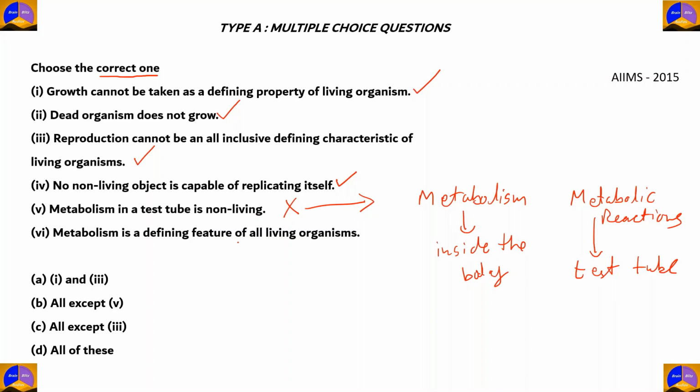Lastly, metabolism is a defining feature of all living organisms. It is a correct statement. So let's look at our options. 1 and 3: both the first and the third statements are correct, but they're not the only ones which are correct. B, all except 5. As you can see, this covers the situation exactly. Therefore, this is our correct answer. Option B is the correct answer.